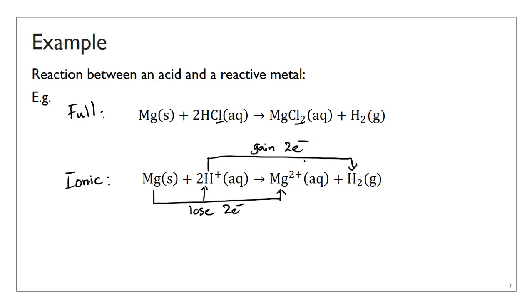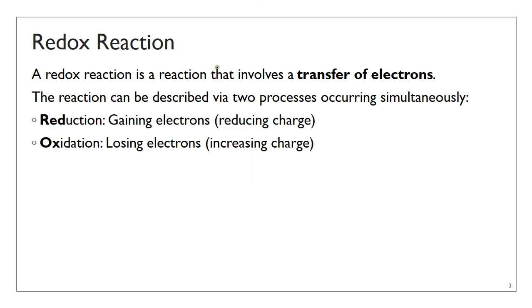So what actually happens in this reaction is you don't have a flow of protons, but you have a flow of electrons. Electrons were donated away by magnesium and received by hydrogen ions. And a reaction that involves a transfer of electrons or a flow of electrons is called a redox reaction. So this is a definition, just a reaction that involves a transfer of electrons.